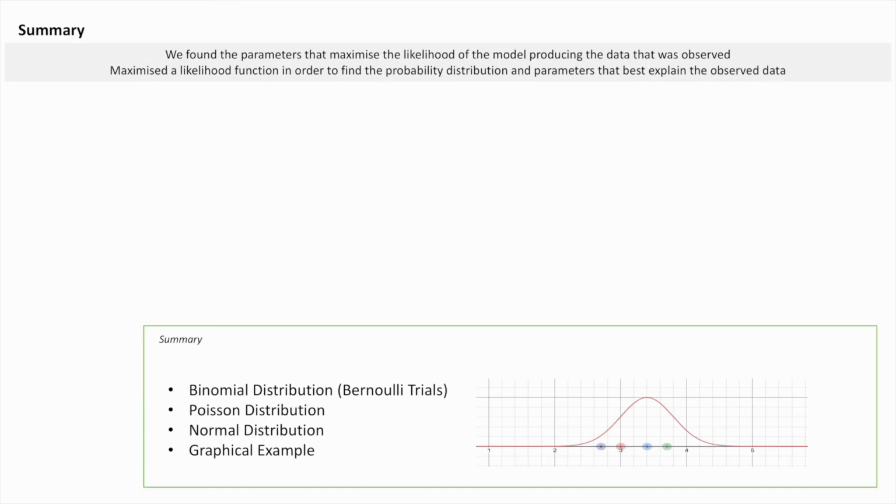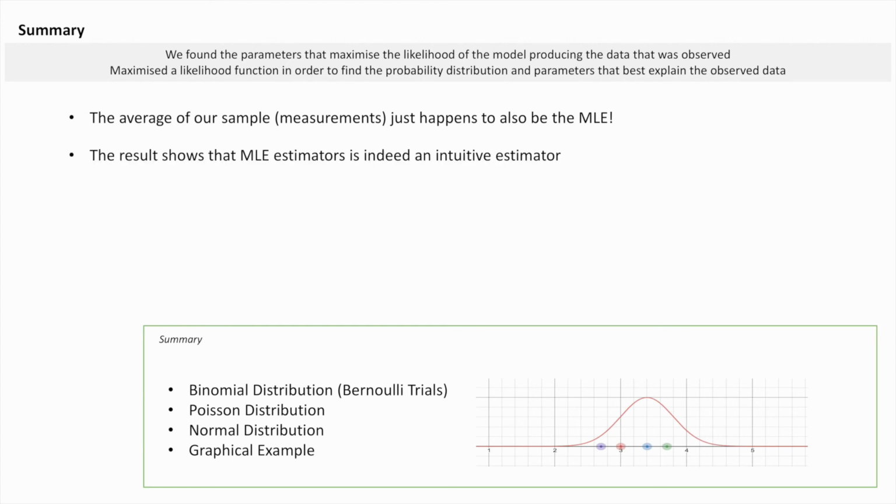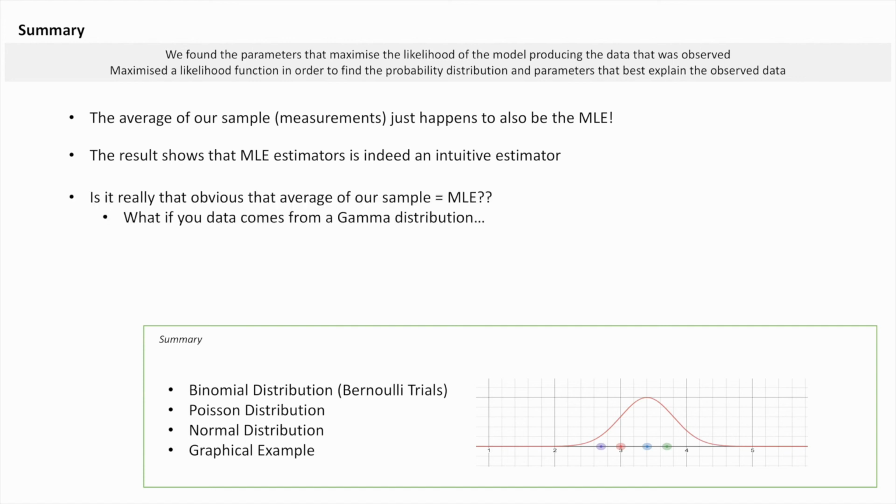Before we wrap up, let's reflect on that the average of our sample measurements happens to be equal to our maximum likelihood estimation. We didn't know that before calculating MLE, but this shows that our maximum likelihood estimator is an intuitive estimator as it happens to be the same as the average of the data from our sample. It's not always obvious though that the average of the sample is equal to the maximum likelihood estimate. What if the data comes from a gamma distribution?